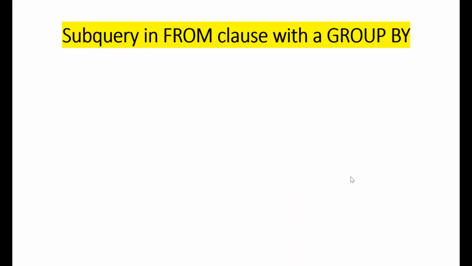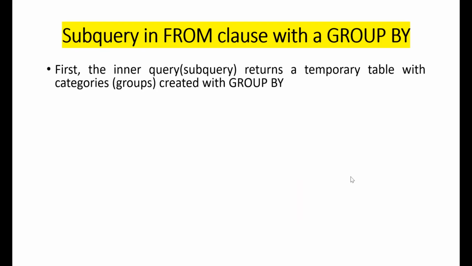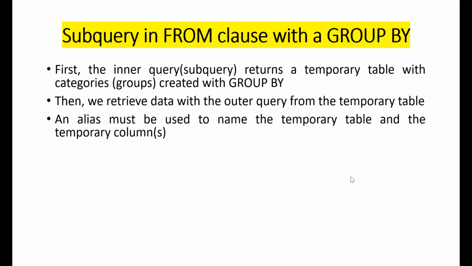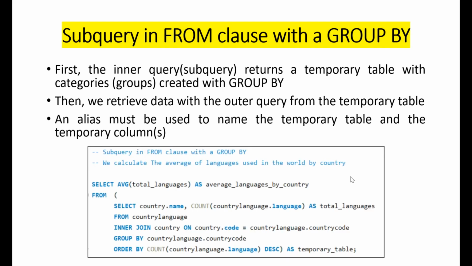The second type is the subquery in from clause with group by. First, the inner query, which is the subquery, returns a temporary table with categories or groups created with group by. Then after that, we retrieve data with the outer query from the temporary table. An alias must be used to name the temporary table and the temporary column or columns, depending on the task.